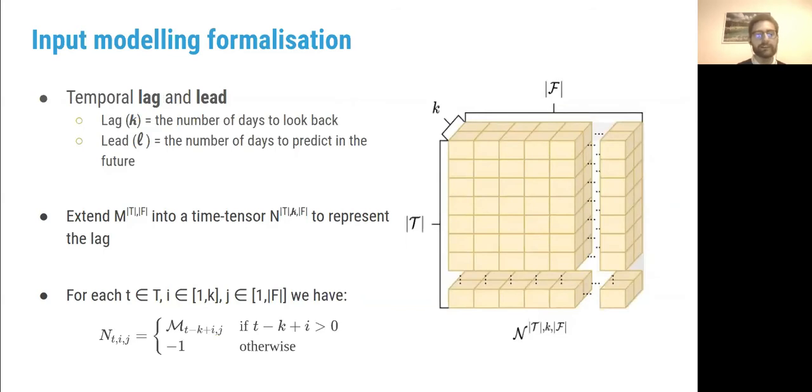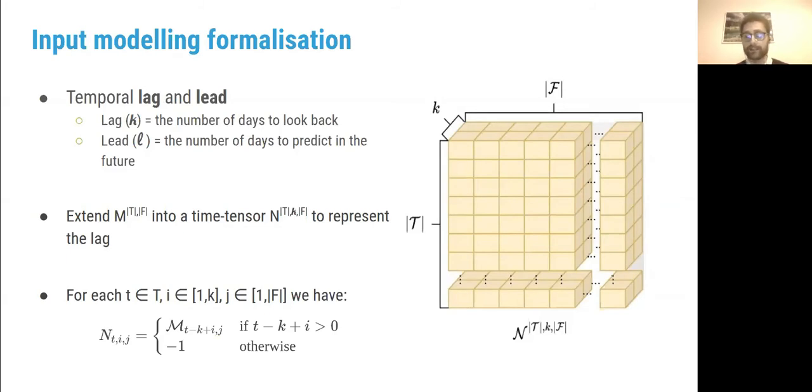Additionally, in the coronavirus and generally in the multivariate scenario, we need to adopt the notion of time lag, which considers random variables of the same kind from the past to make predictions in the future, which we name lead. We denote with K the number of days to look back, so the lag, and with L the number of days to predict forward in the future. Hence, we need to extend the formalization of the time matrix M depicted in the previous slide into a time tensor N of T, K, and F that considers the lag concept of the temporal sequences.